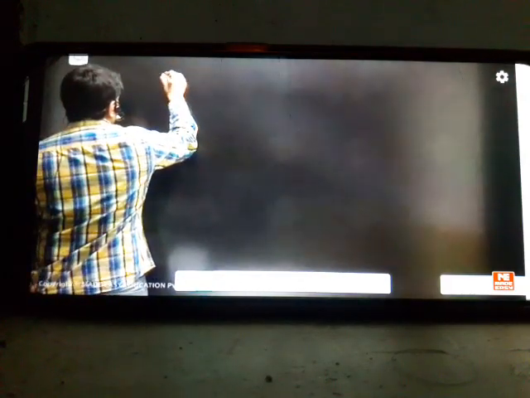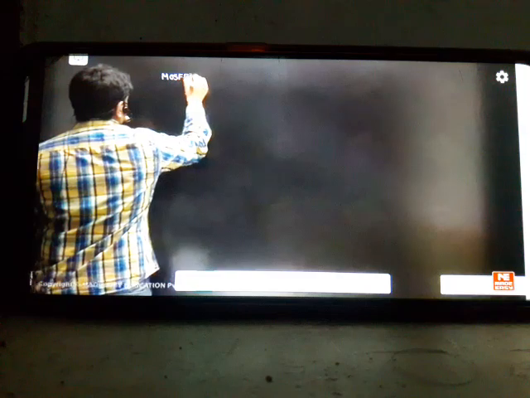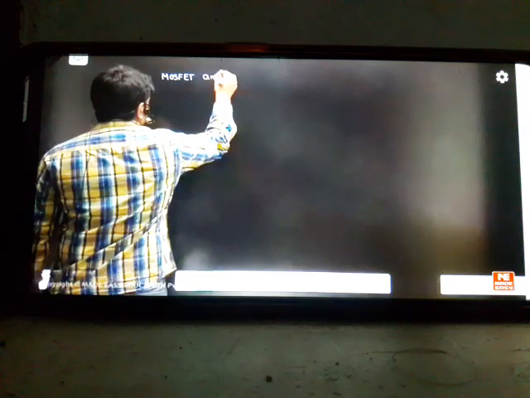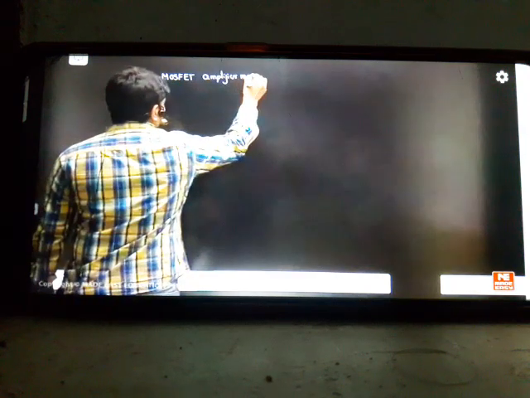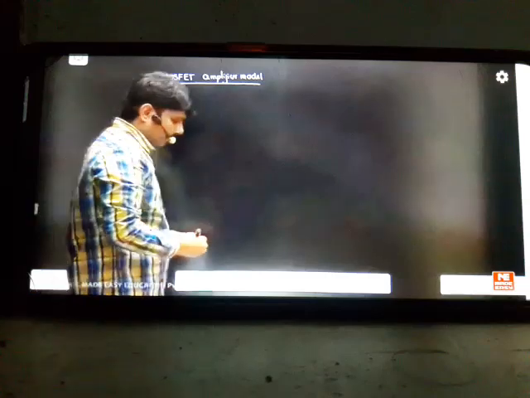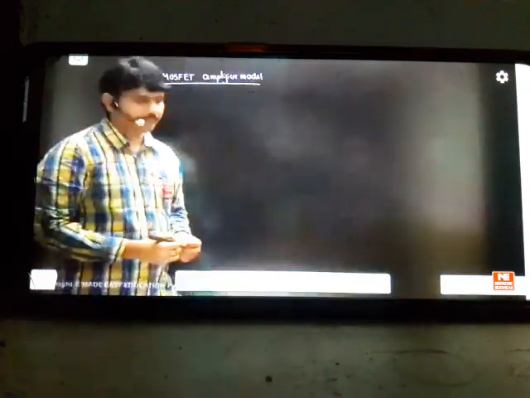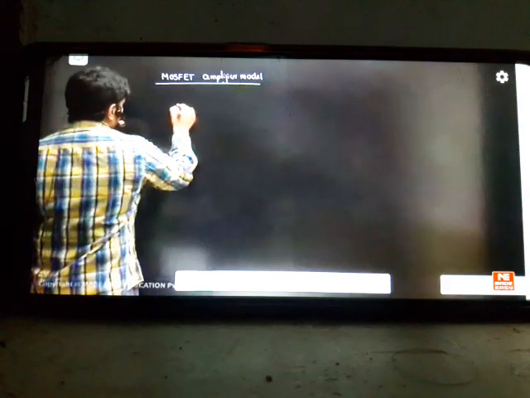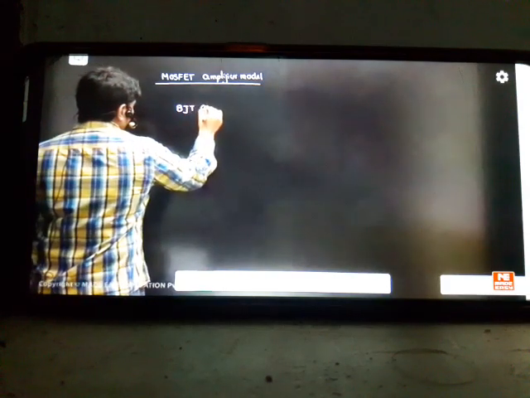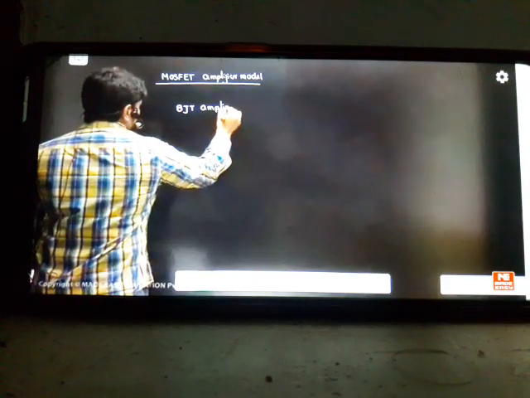There is a MOSFET amplifier model. Keep the heading MOSFET amplifier model. It hardly takes 10 minutes to understand this. Try to see how to create this model. First of all, the BJT model, just see here, the BJT amplifier model. Recollect the BJT amplifier model.